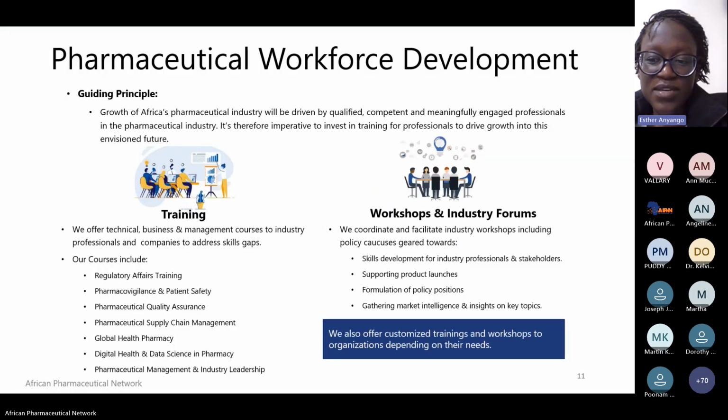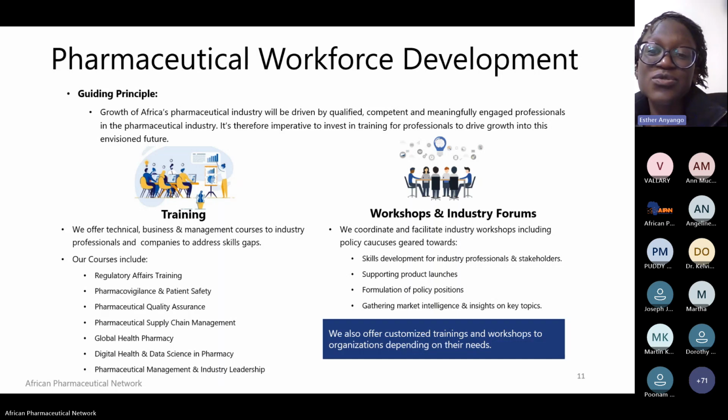I'll now quickly go to our offering. Our offering, like I said, our focus area or our priority is pharmaceutical workforce development. And of course, our guiding principle is the fact that we know for a fact that the growth of the pharmaceutical industry in Africa will only happen if we build quality, competent pharmaceutical professionals. So that, we feel, is at the core of the growth of the pharmaceutical industry.